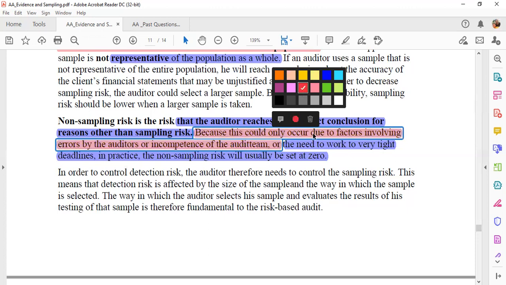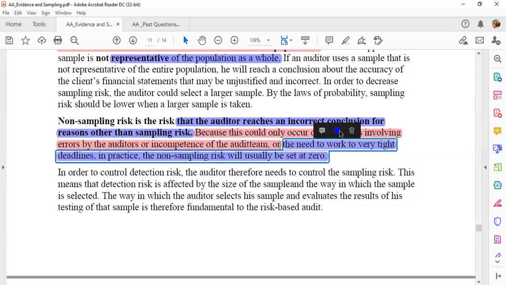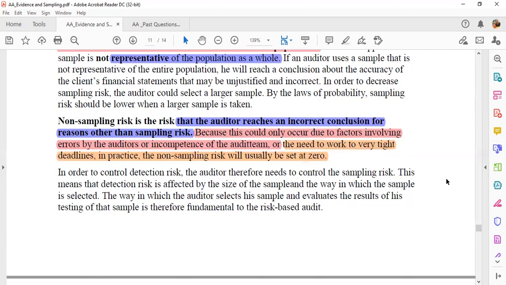And what do we mean by non-sampling risk? Non-sampling risk is a risk that occurs as a result of other reasons that are not sampling. Maybe your audit team is not competent. Maybe you have a tight deadline.